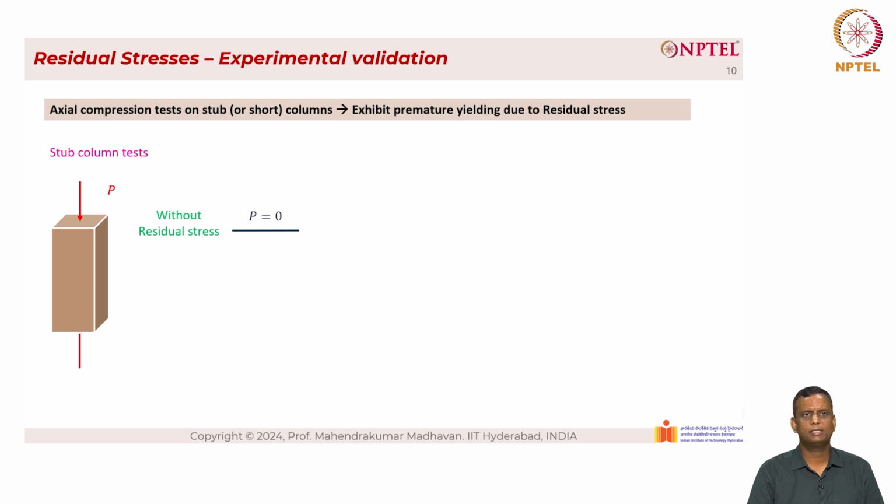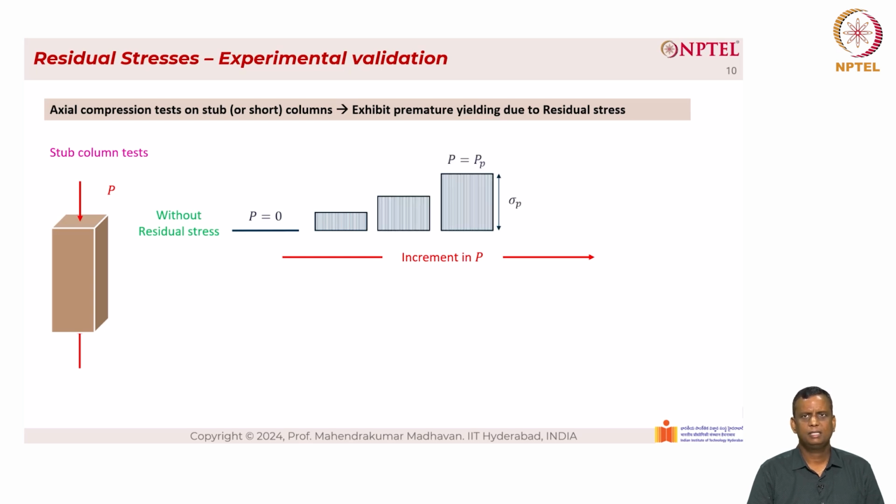So there are no existing residual stresses. With increment in P, we can see that there is a gradual increase in the stress capacity. When the applied load P is equal to P sub P, which is the proportional limit of the load, the stress increases to sigma sub P, which is the proportional stress.